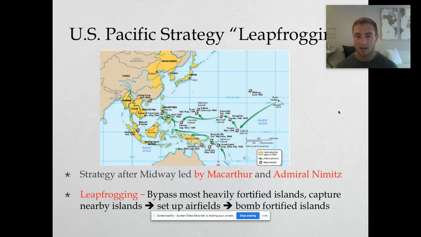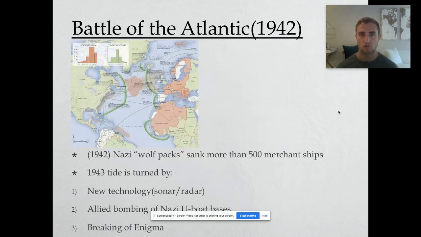Admiral Nimitz. And this is moving over the heavily fortified islands and moving to the less fortified islands, conquering those islands, building airfields there, and then bombing the fortified islands to be able to then invade. This is a very, very successful strategy as the Americans, I should say the Allies, quickly move throughout the Pacific on their way to Japan.